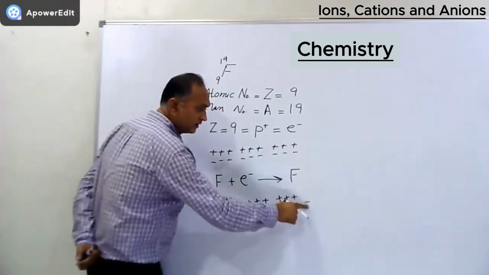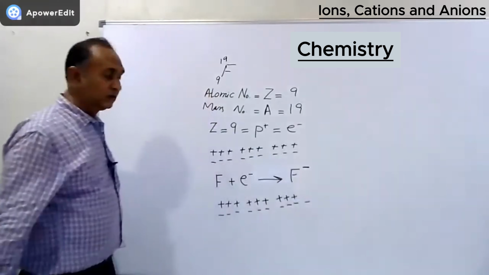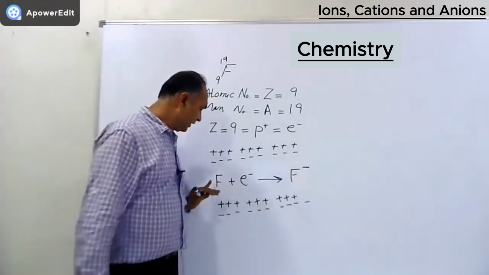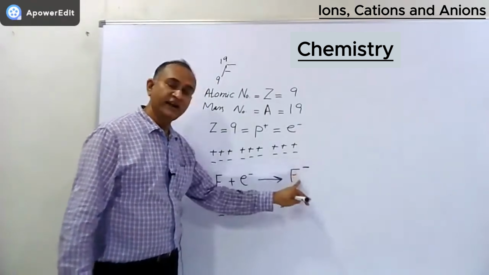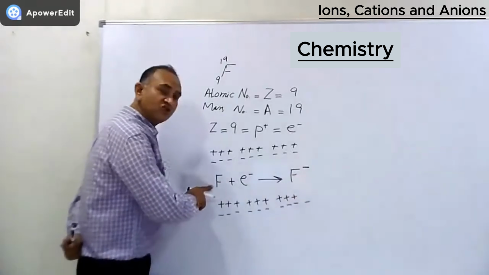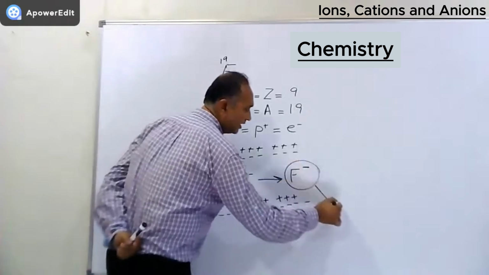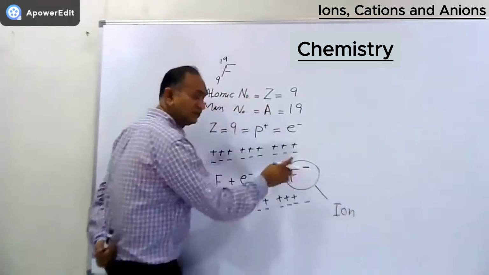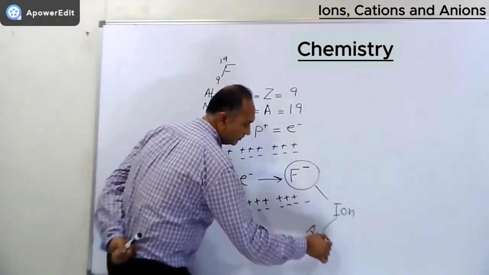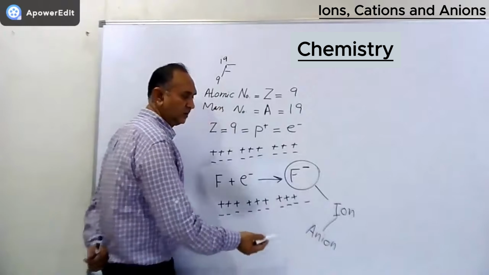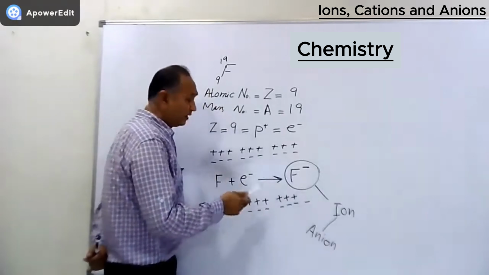Now this unbalance will show over here. So when an atom gets an electron, it will acquire a negative charge. This is a neutral atom. This is a charged atom. This charged atom is called an ion. And since you can see a negative charge over here, such type of ion is called an anion. So what is an anion? Anions are negatively charged.